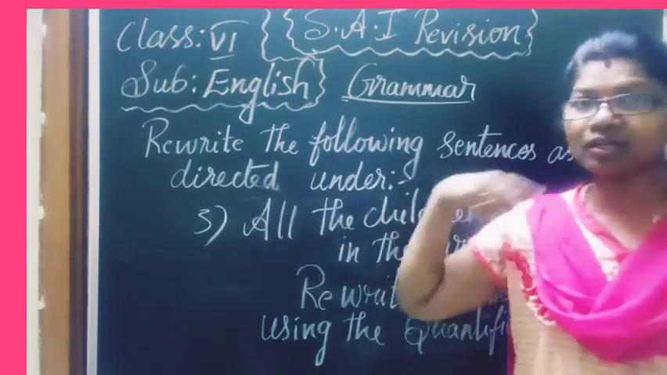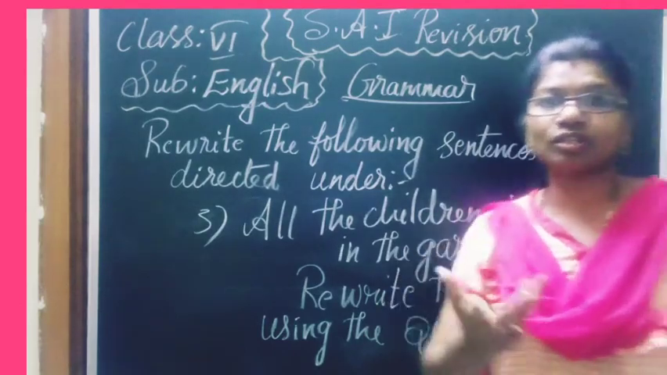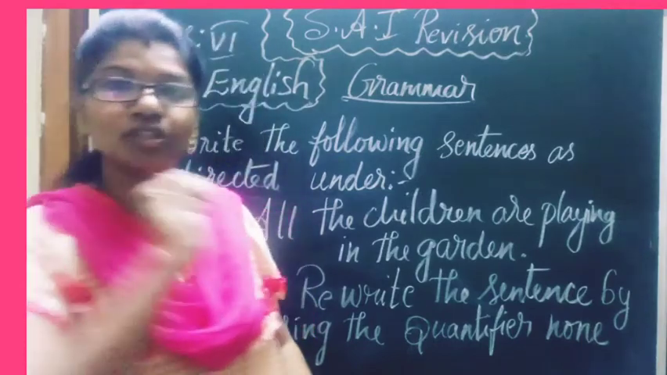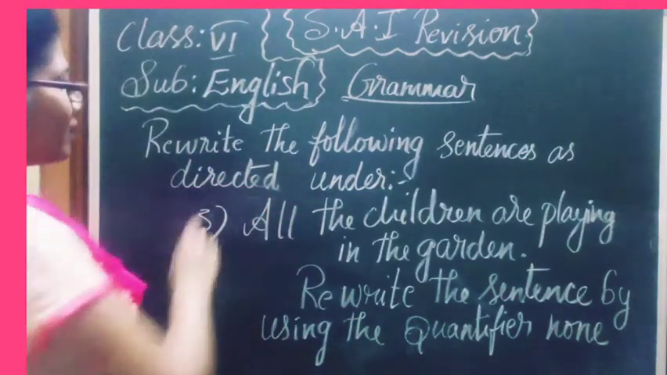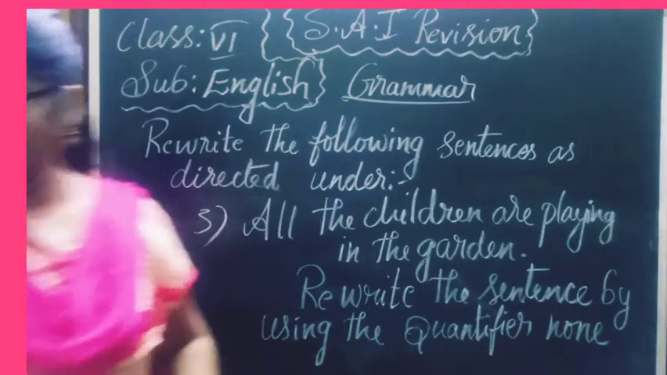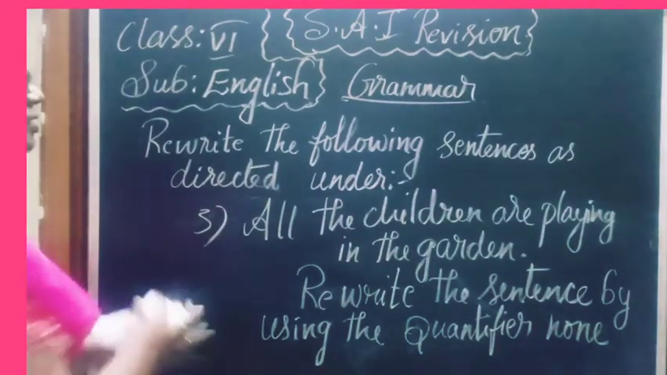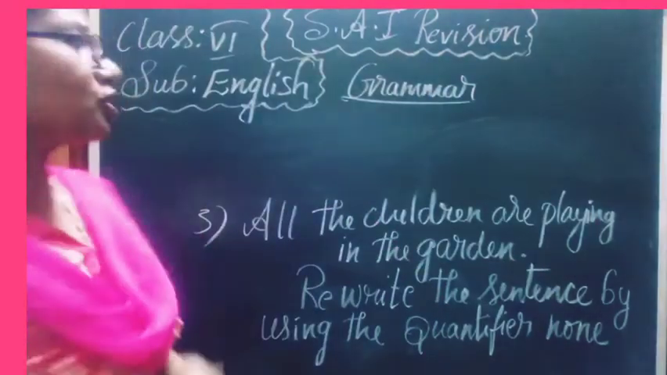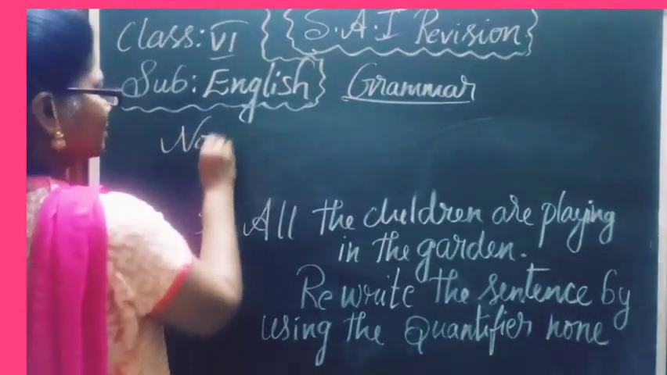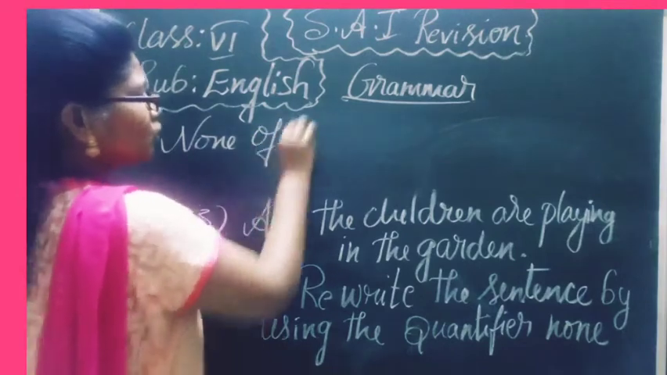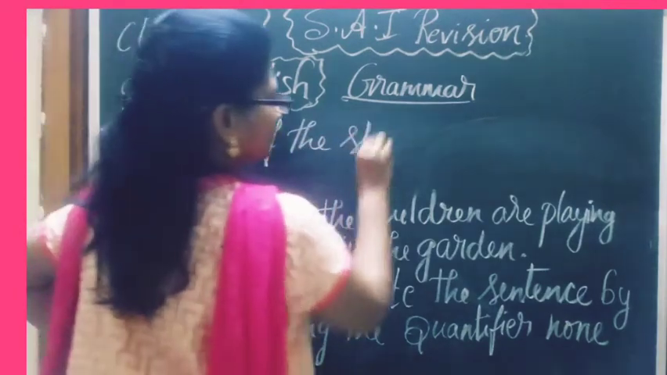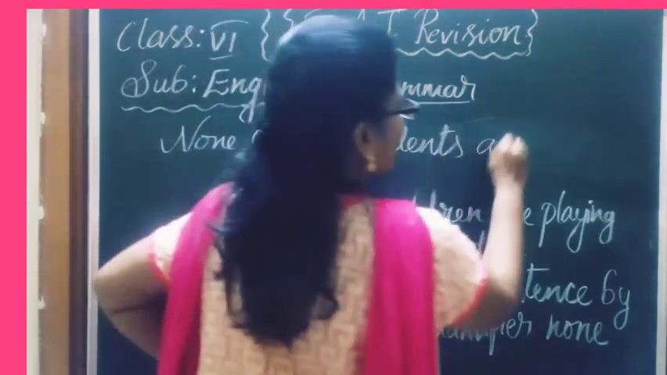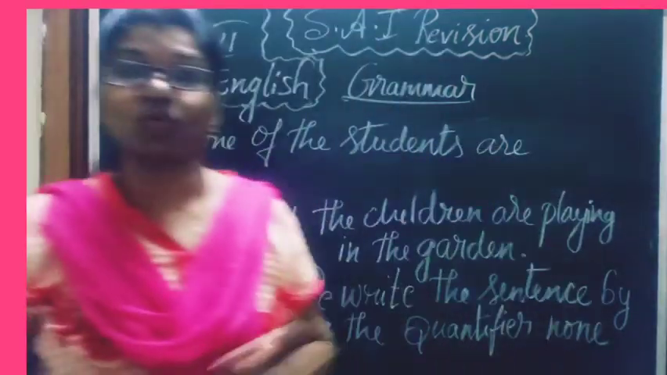Here, all the children are playing. So you should answer, none of the children. Let me erase this so that I could write the answer here. Okay, you could start, none of the students. None of the students are playing. You could write is also.